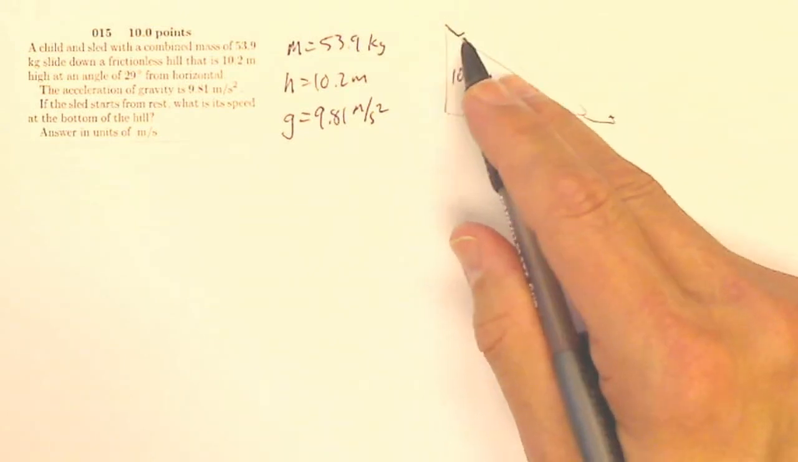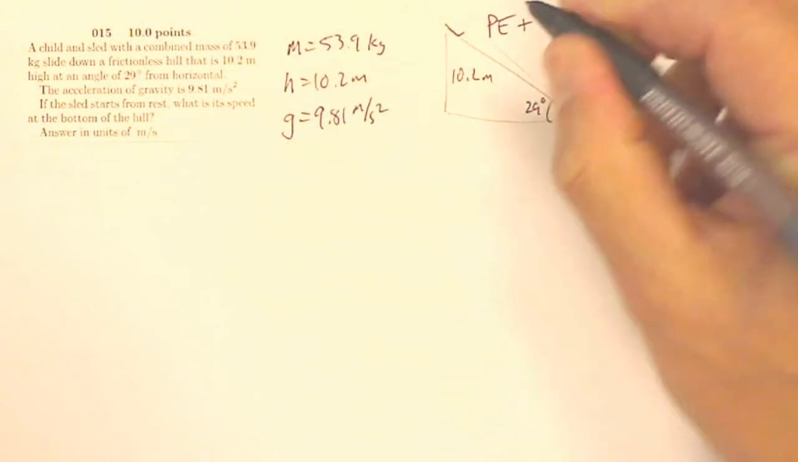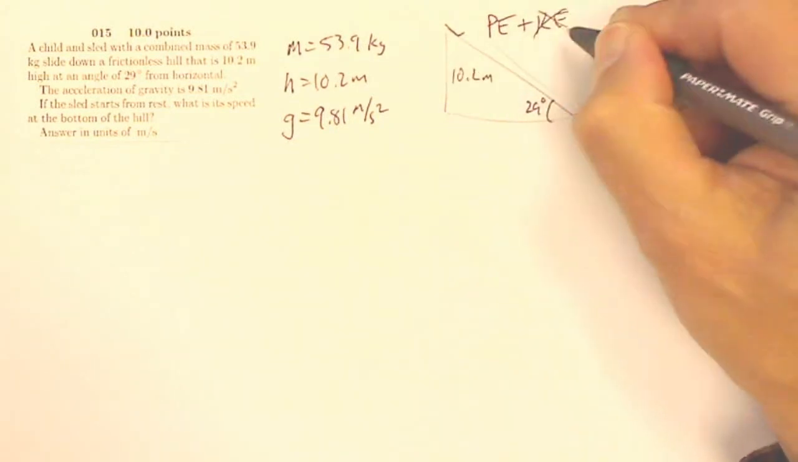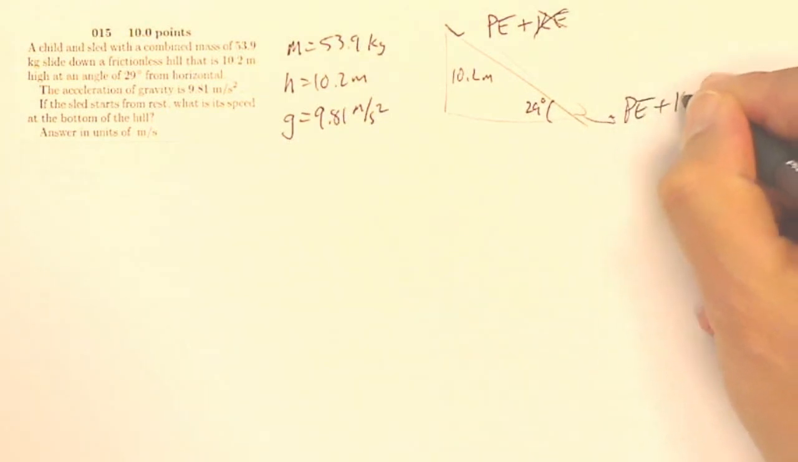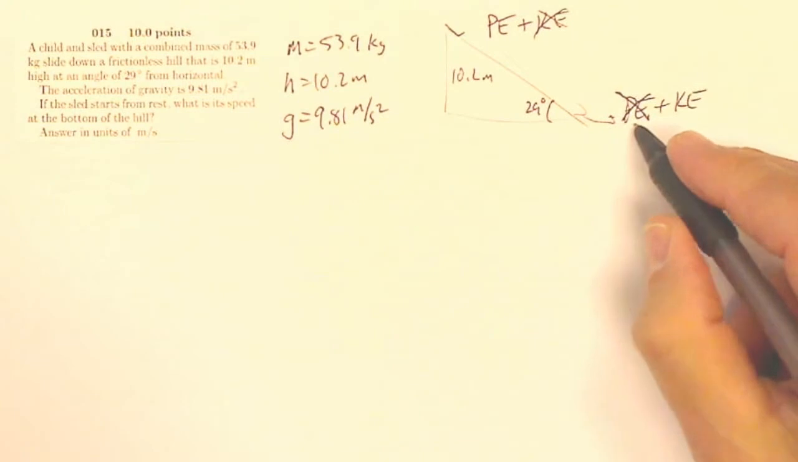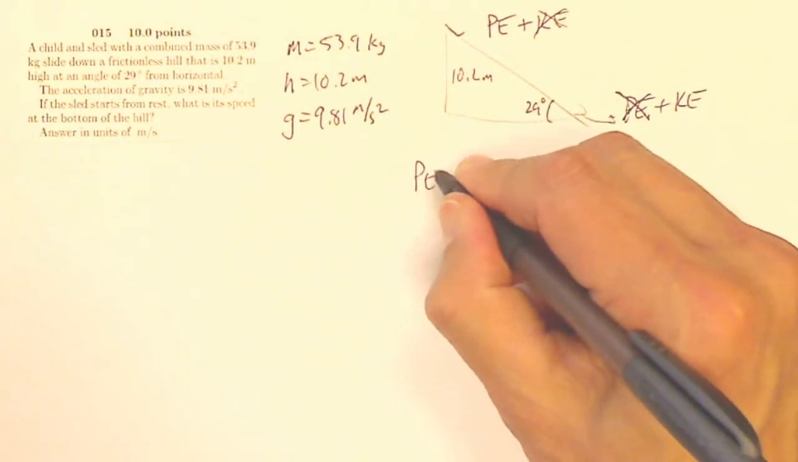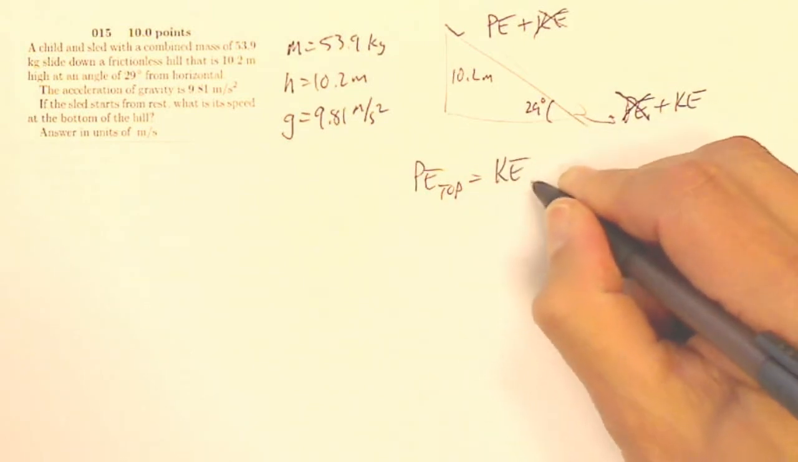Well, up here it's got some energy. Can it fall? Sure, so it's got some potential energy. Is it moving? No, not yet. So my kinetic energy is going to be 0. At the bottom here, I could have some potential energy and some kinetic energy, but it's at the bottom of the hill, so my potential energy gets to be 0 at the bottom. So I know that my potential energy at the top of the hill is going to equal my kinetic energy at the bottom of the hill.